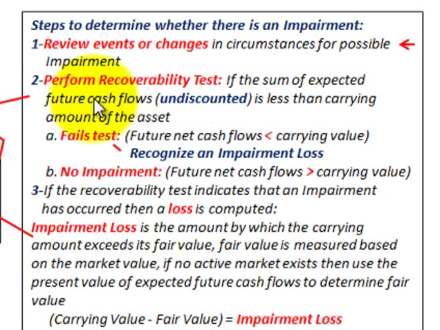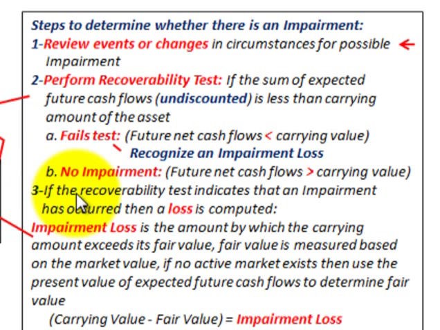Now, if the sum of the expected future cash flows, undiscounted, is less than the carrying amount of the asset, then you have two things here. A, you fail the test, that's where the future net cash flows are less than its carrying value, and you would recognize an impairment loss. And then no impairment, that's if future cash flows on this asset are greater than its carrying value. Then you wouldn't have any impairment, and you wouldn't recognize any impairment loss.